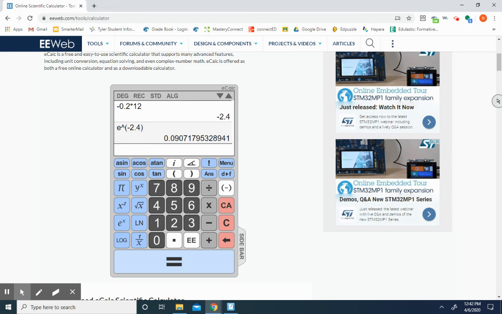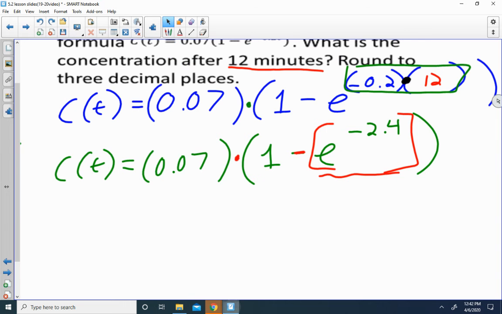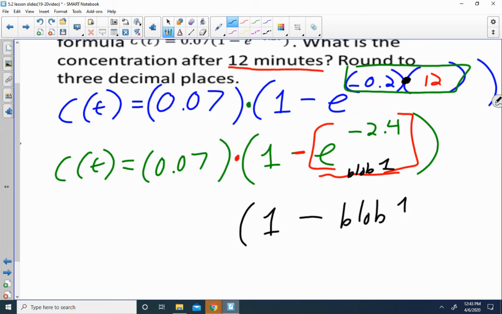All right. I'm going to go ahead and call this blob 1 because I don't feel like writing that all down on here. So in other words, we got 1 minus this whole blob that we just got, blob 1. And then we're still going to have to multiply that by 0.07.